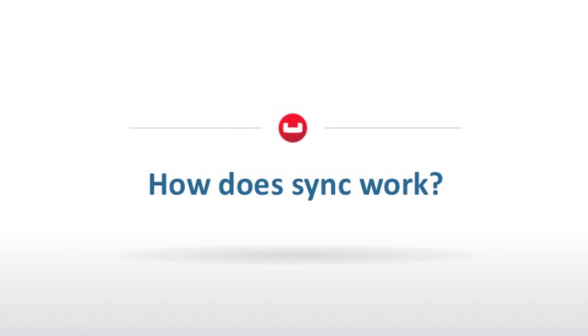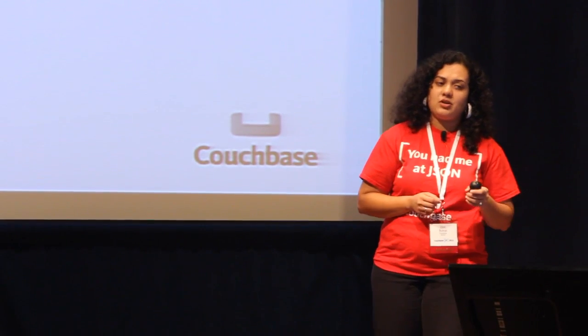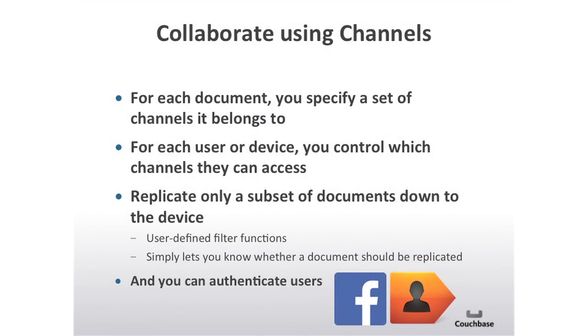So how does sync actually work? Collaborative using channels, right? So as I mentioned earlier, each document belongs to a channel. You can specify a group of channels that it belongs to. For example, if Chris and I are sharing some data, I might have my own personal channel with my information, and we might have a shared channel where we have combined mutual information that we're updating at the same time. And then for each device, each user, you can control which channels they have access to. So maybe if I don't want to give Chris access to my personal channel, I say, no way, unselect that. But we have the shared channel that still works.